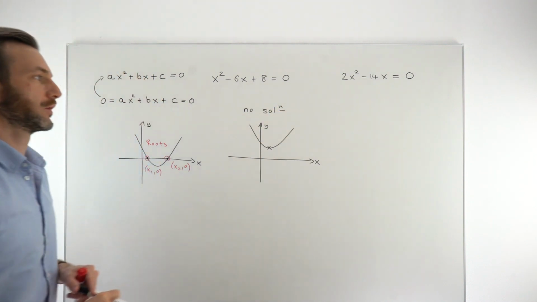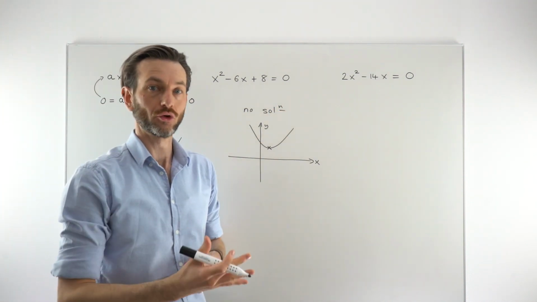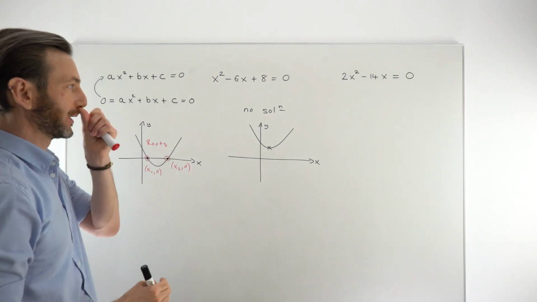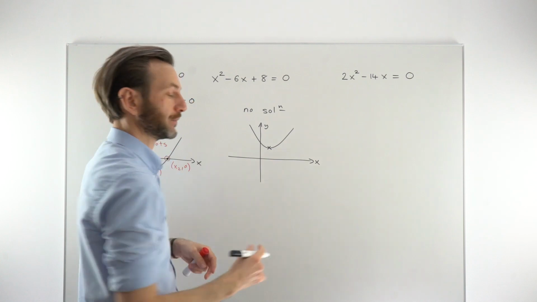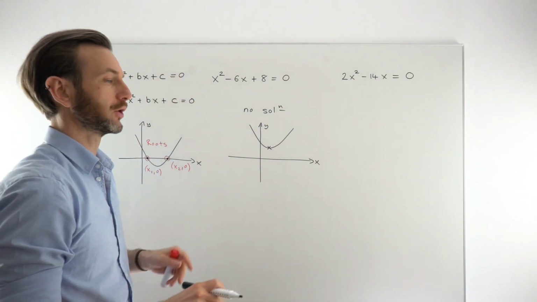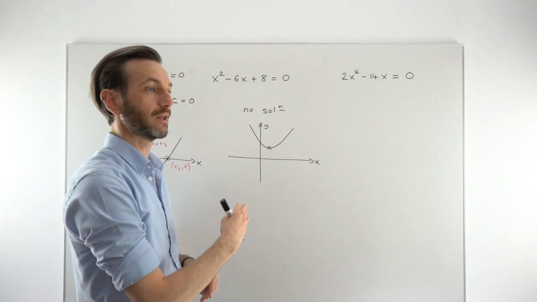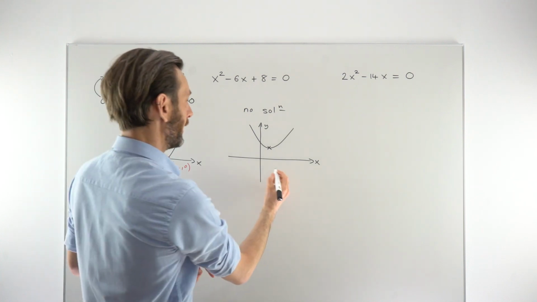Okay, so no solutions. If you've already done work with the discriminant, you'll know that the discriminant is a way that we can determine how many solutions we get for a quadratic equation. If you're not sure what I mean by discriminant, don't worry about it too much. We don't massively need it in this class. You can maybe check out the details of that elsewhere.